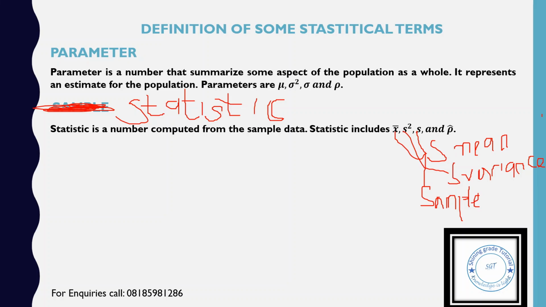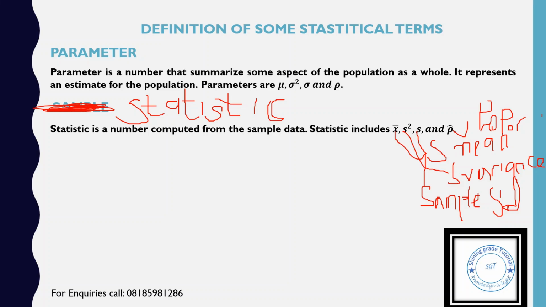Standard deviation, we call it SD, and the sample proportion. Can you see? Each of them has our estimate. If I write this, it means this mean here is the mean of the sample, and this is the mean of the population.